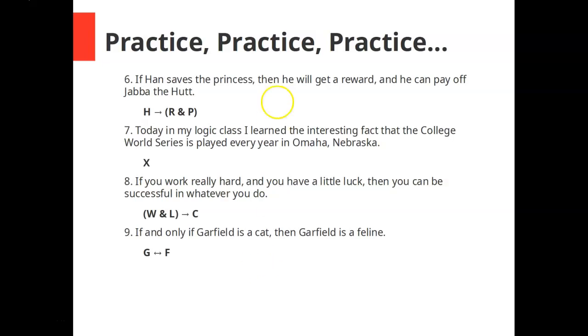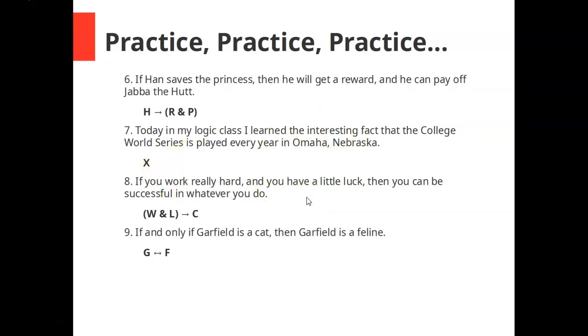If Han saves the princess, then he will get a reward and he can pay off Jabba the Hutt. A slightly nerdy Star Wars example for all of us. If H, then R and P. Today in my logic class, I learned the interesting fact that the College World Series is played every year in Omaha, Nebraska. That's just a simple sentence, right? There's no ifs then, there's no disjunction, there's no conjunction, there's no and, anything like that. So it's a big, long, complicated sentence, but it's just a simple sentence.